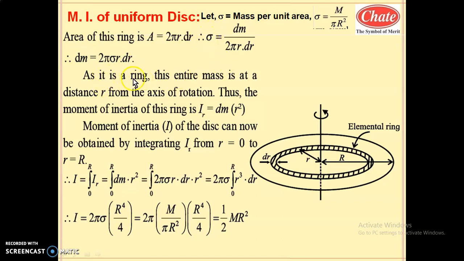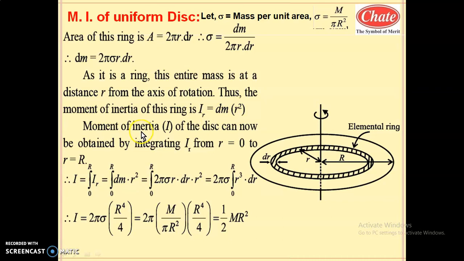As the element is a ring, this entire mass is at a distance r, that elemental mass is at a distance r from the axis of rotation. Thus the moment of inertia of the ring, denoted by IR, is the moment of inertia of the element in this case, that is its mass dm into its distance square from the axis of rotation, that is r square. Elemental mass dm and its distance square from the axis of rotation, r square.